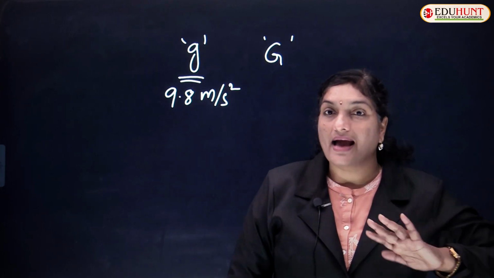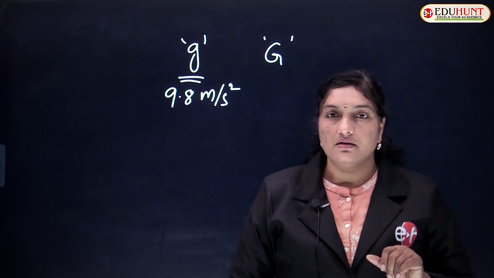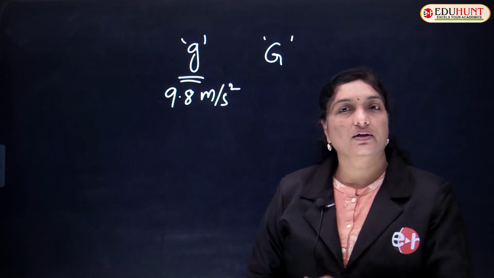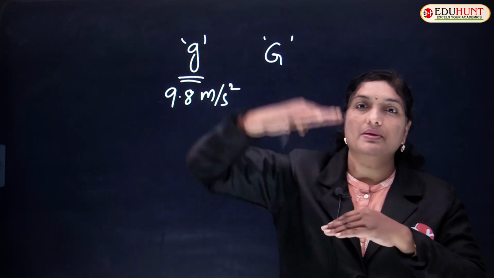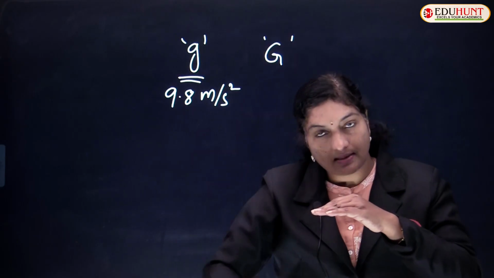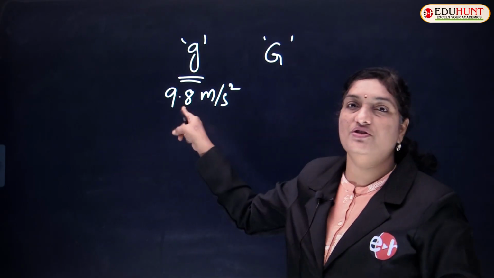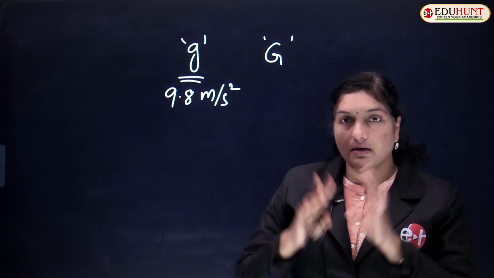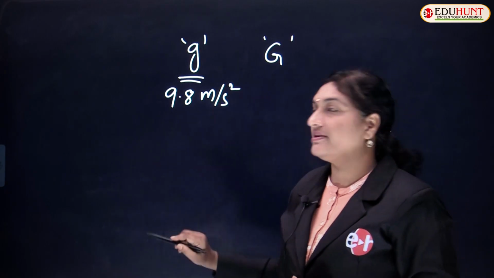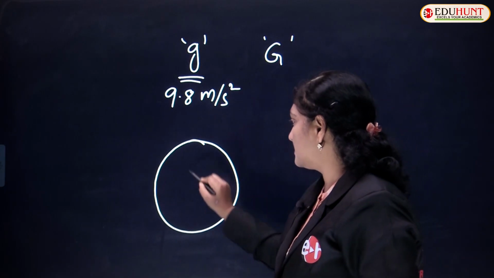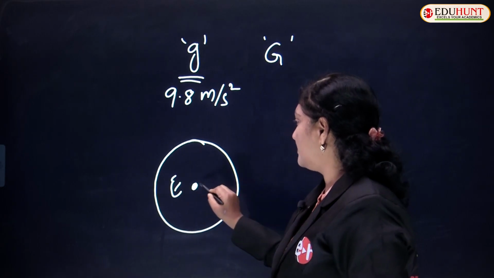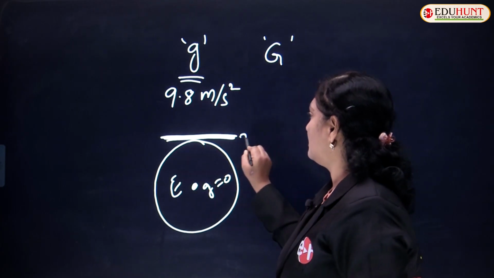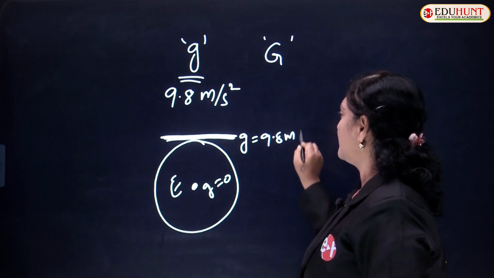As we move higher above the surface of the Earth, or we move deep inside the Earth, its value decreases. In both cases the value of g decreases. But at the center of the Earth, the value of acceleration due to gravity is 0. So if you consider this is the Earth, at the center of the Earth, the value of g is 0. At the surface of the Earth, the value of g is 9.8 meter per second square.